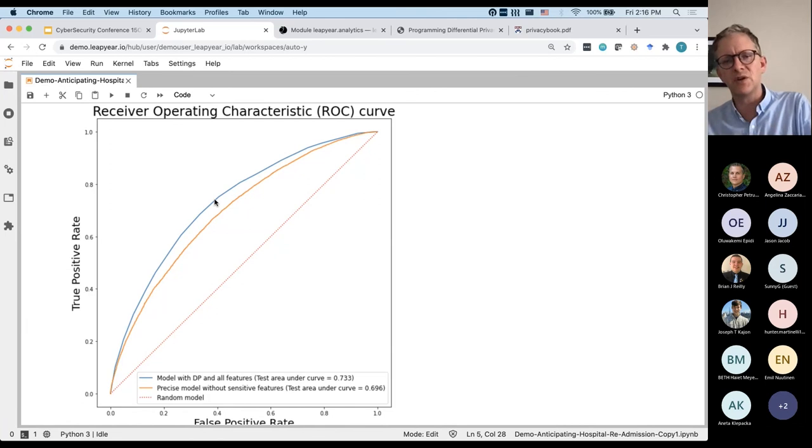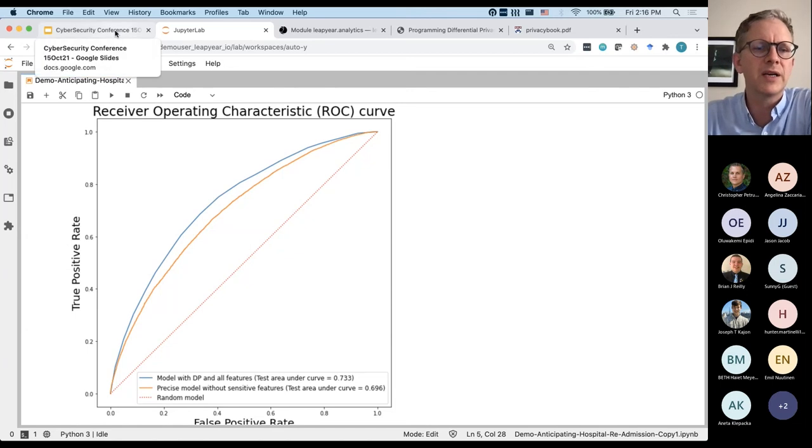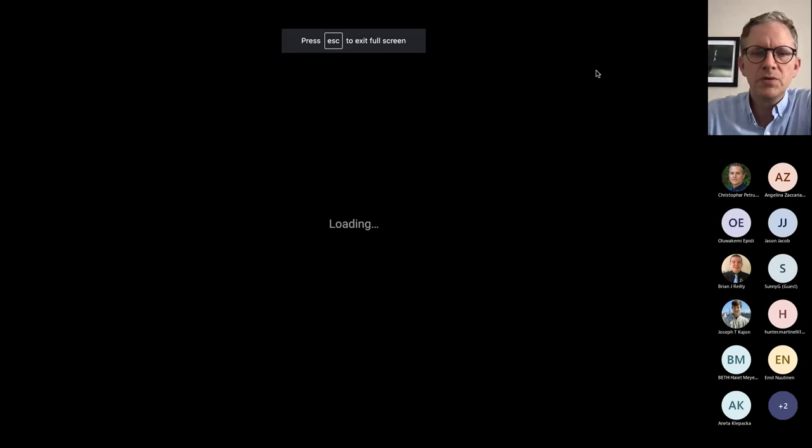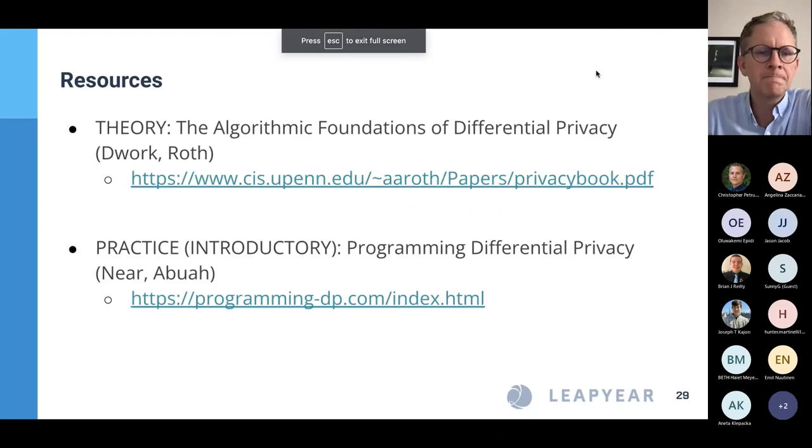Having more data at your disposal, more granular, will result in better models. But it's something I want to convey that we certainly see in the wild as well. And it's an important part of the value of differential privacy. So we're just about at the end here.